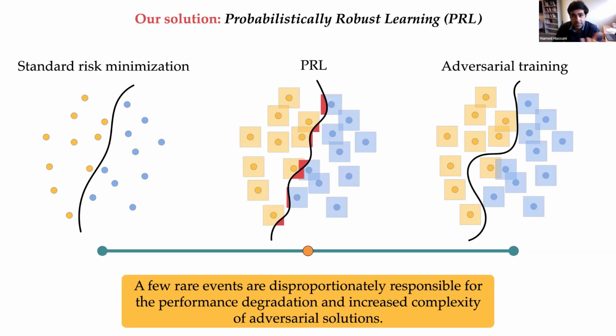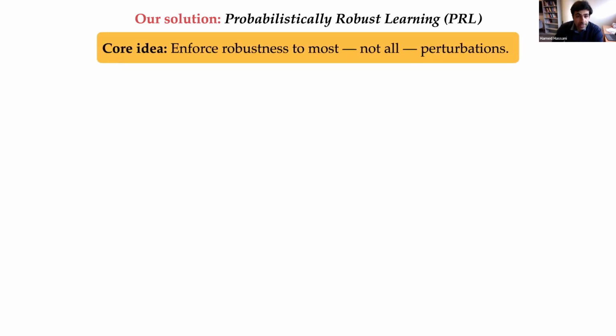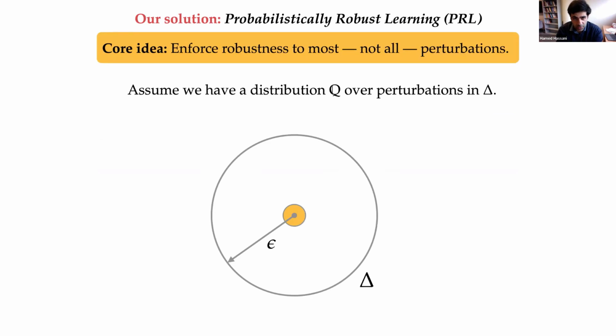All right, so probabilistic robust learning. If I want to describe it pictorially, we want to find a classification boundary that might hit some of the balls of radius epsilon on the data points, but the portion of the ball that would reside on the other side of the boundary would be very small, smaller than, let's say, 1%, or a given threshold rho. The core idea, as I mentioned before, is to enforce robustness to most, but not all the perturbations. When we talk about most, we need to have a measure.